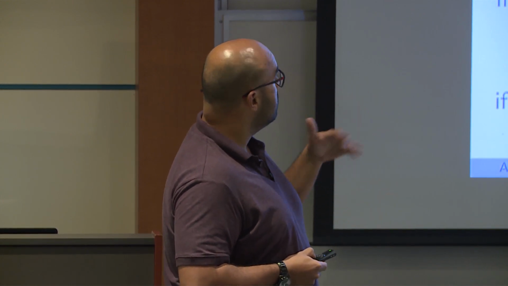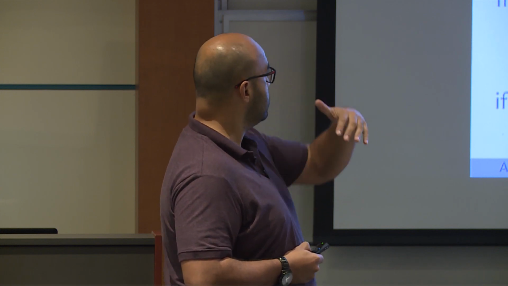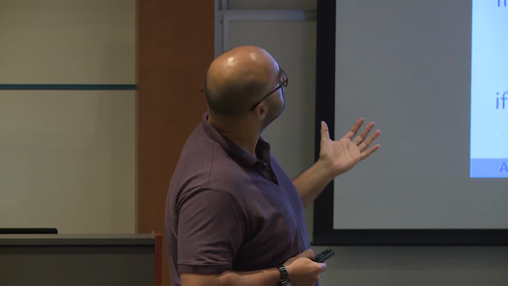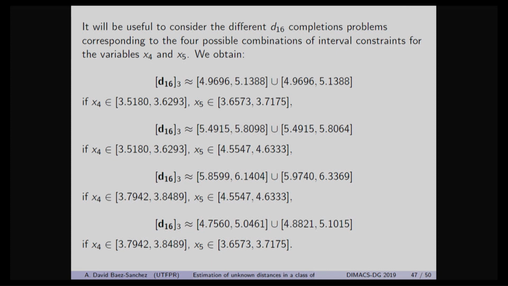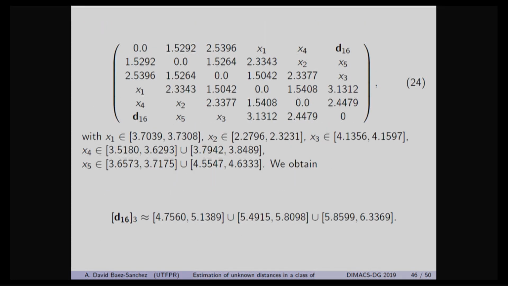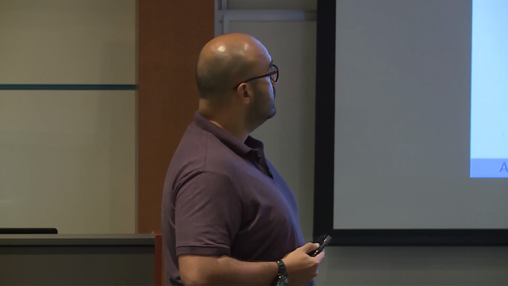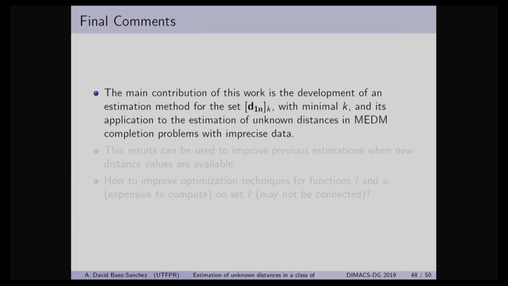But imagine that in one new experiment, you learn that D16 is exactly equal to 5. So you cannot reject anything here, right? But you could go back, put this as 5, reorganize your points, and do a new estimation using this as new data here. Okay, so the main contribution of this work is the theoretical development that allows estimating this value, this interval, with minimal k, and the use of the results in this class of completion problems.